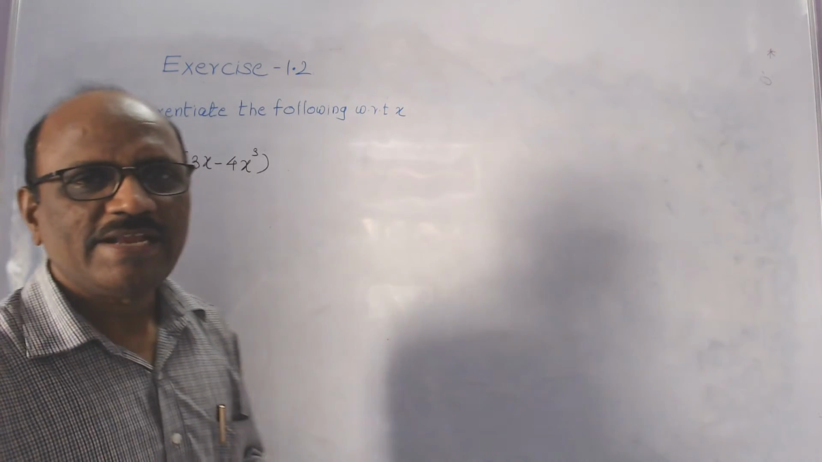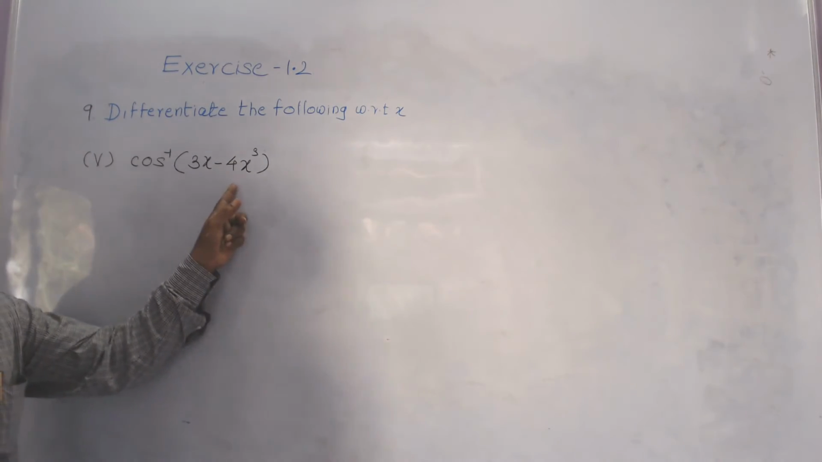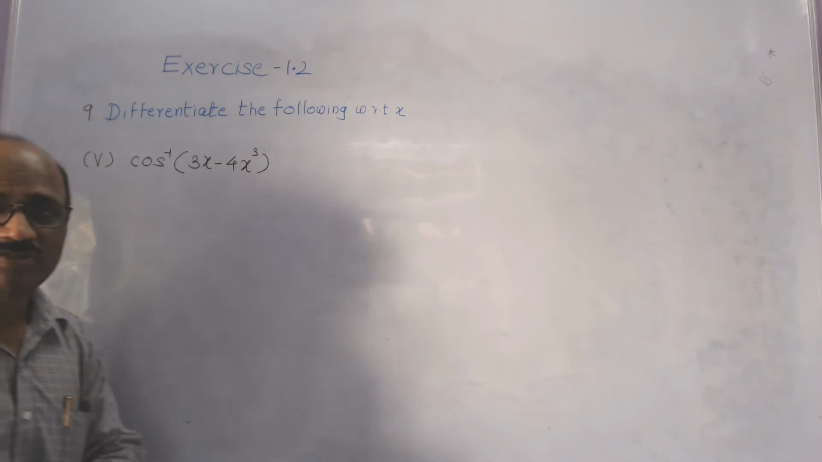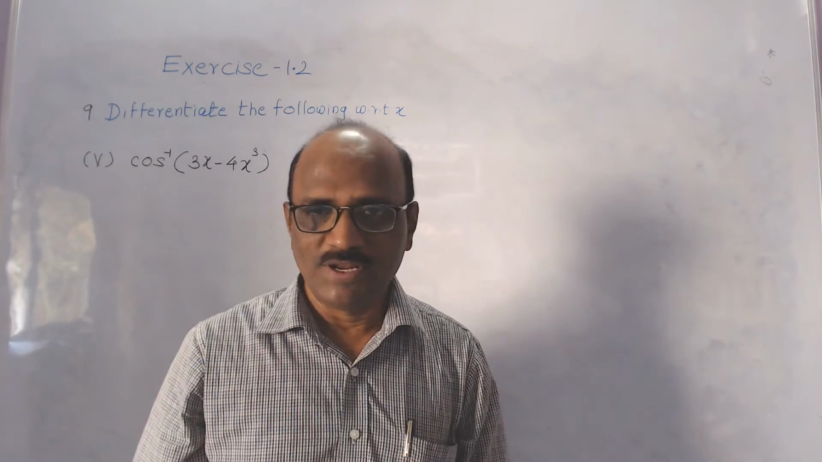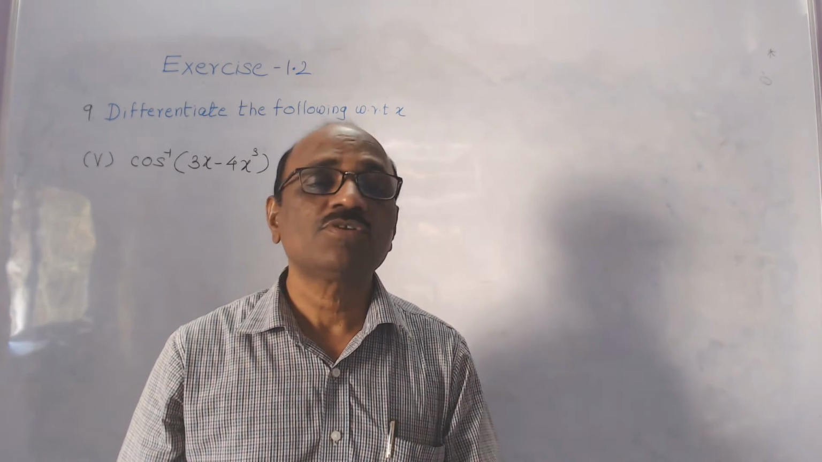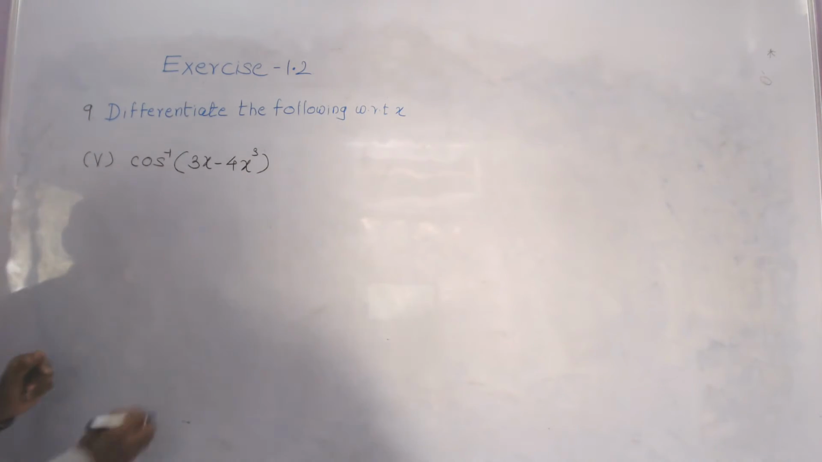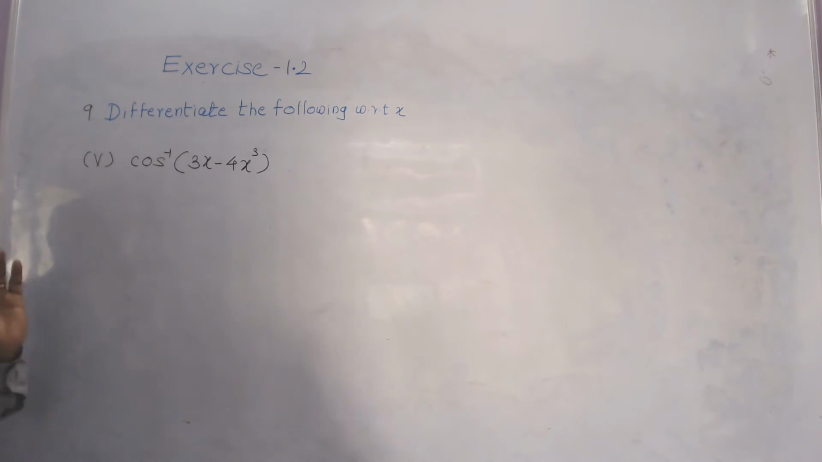Now the next problem is cos inverse of 3x minus 4x cube. Now what will be the substitution? This is nothing but the formula, that is, sine of 3 theta is equal to 3 sin theta minus 4 sin cube theta. Therefore here the substitution must be x is equal to sin theta.